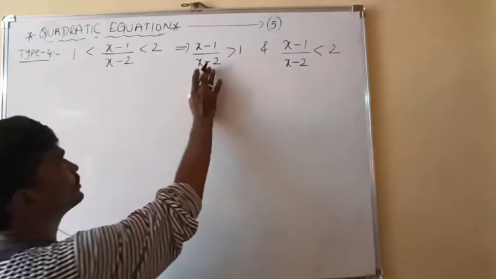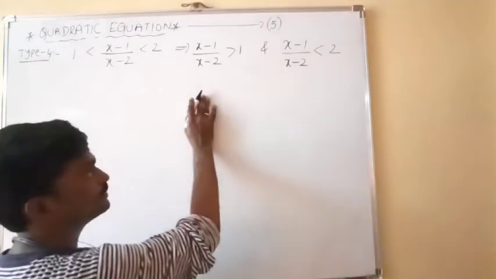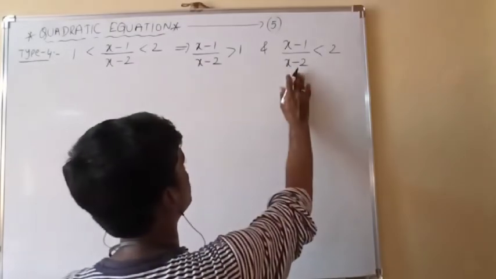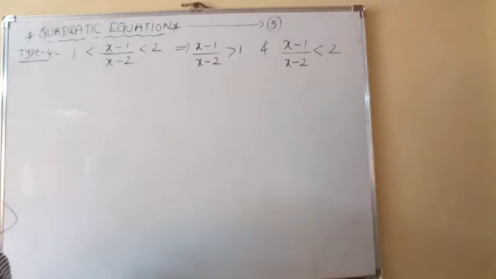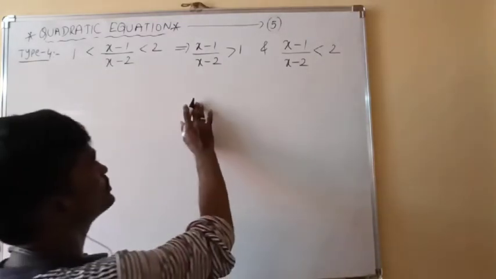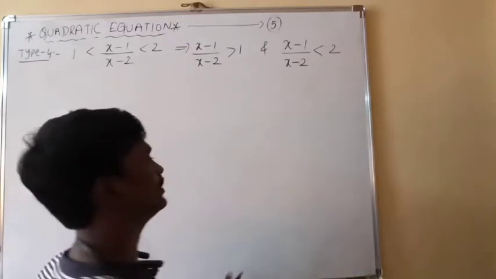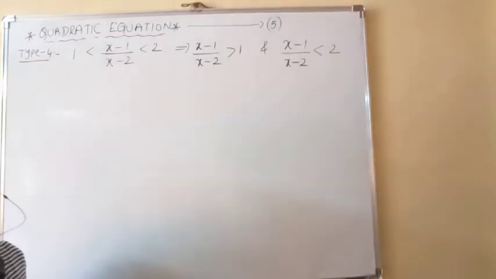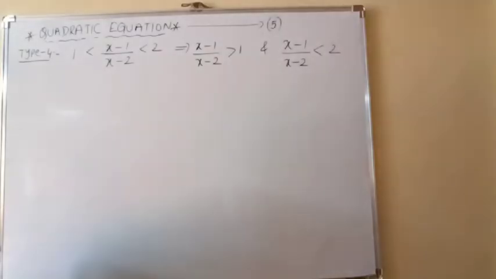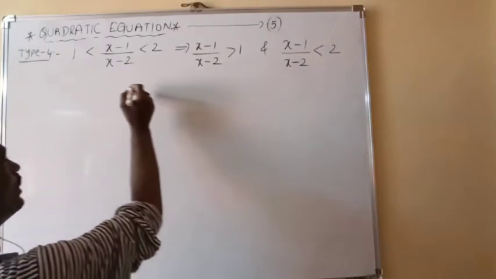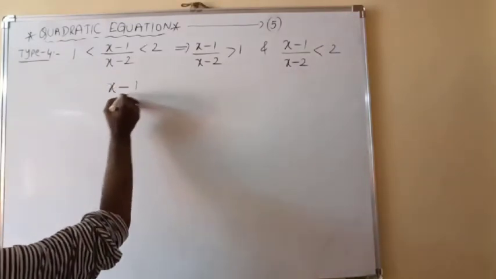Solve this inequality, you will get some interval, let it be A. Solve this inequality, you will get some interval, let it be B. Then x belongs to A and x belongs to B, so we have to take the common elements, that is x belongs to A intersection B. So solve these inequalities. How to rewrite them?